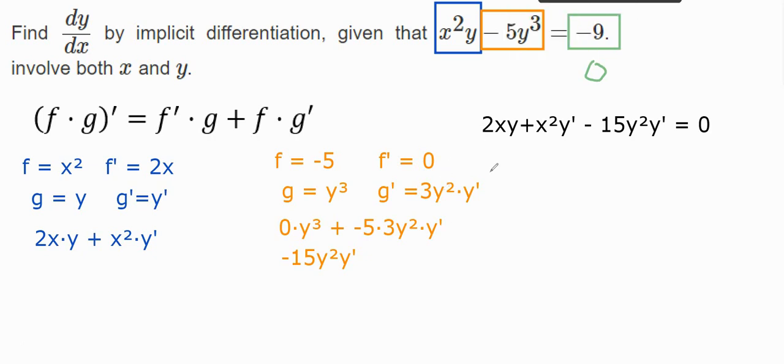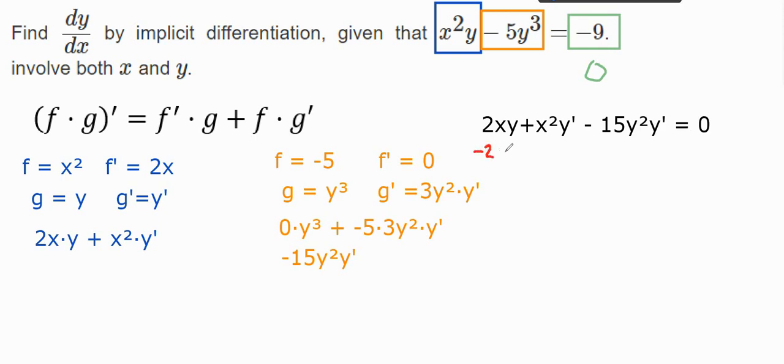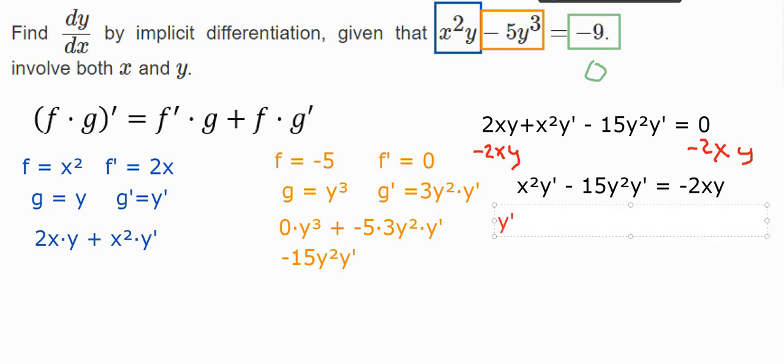So we're going to move everything that does not have a y prime to the other side. And that's the 2xy, so we're going to do the opposite of a positive 2xy, which is just subtracting 2xy. So take care of that little step. And now, to get y prime by itself, we're going to factor out a y prime from the terms on the left side. So that's going to give us y prime parentheses x squared minus 15y squared. That's going to still equal -2xy.